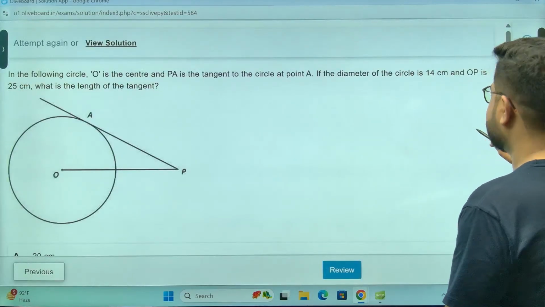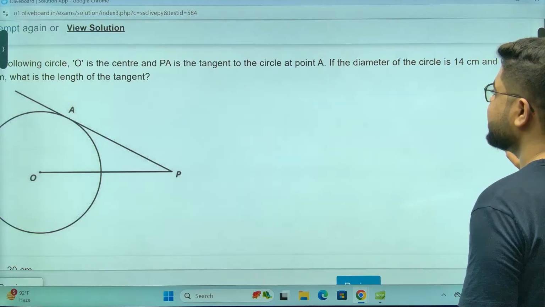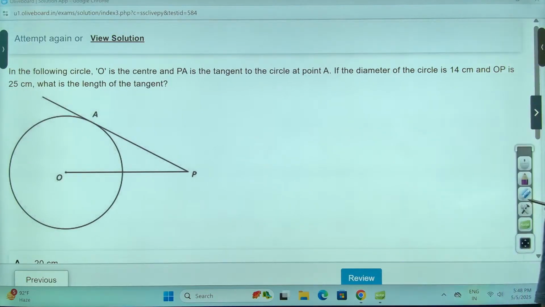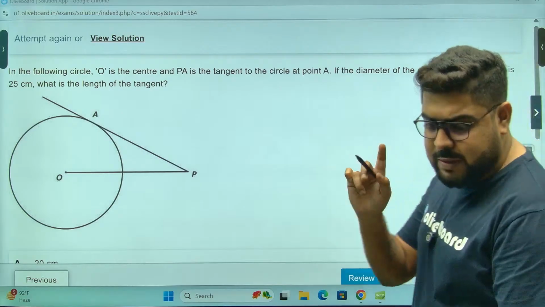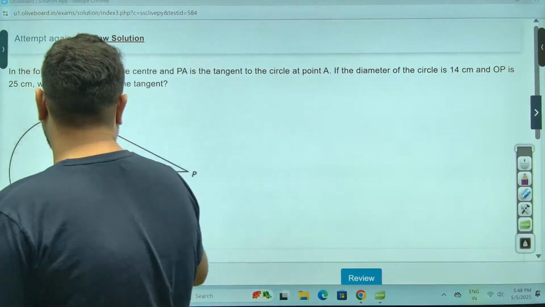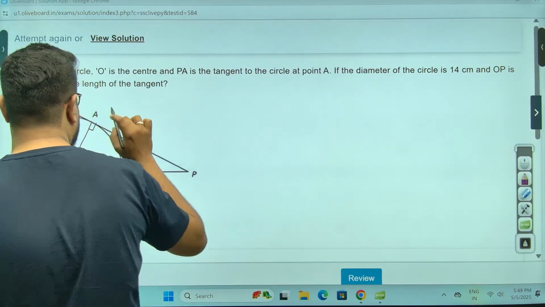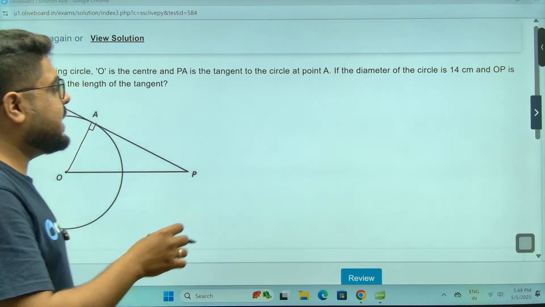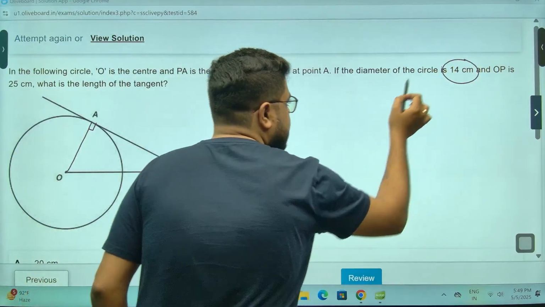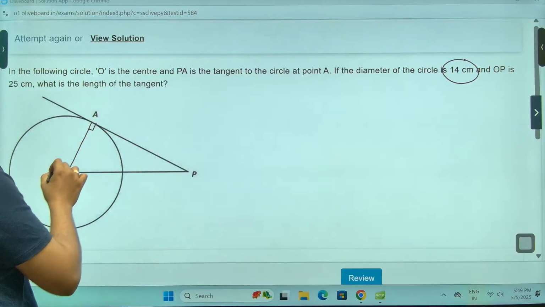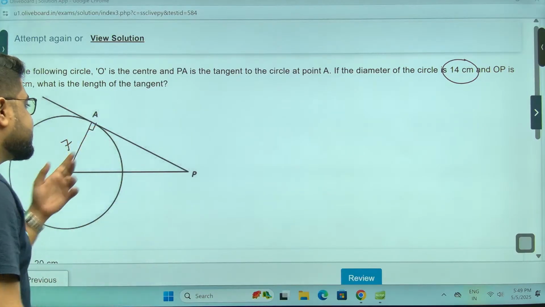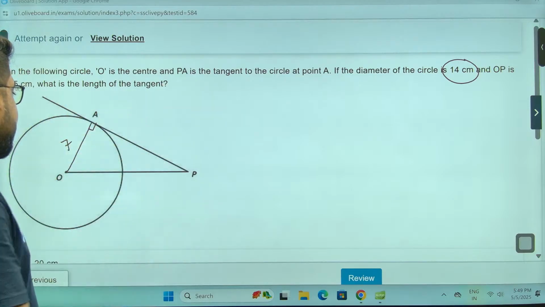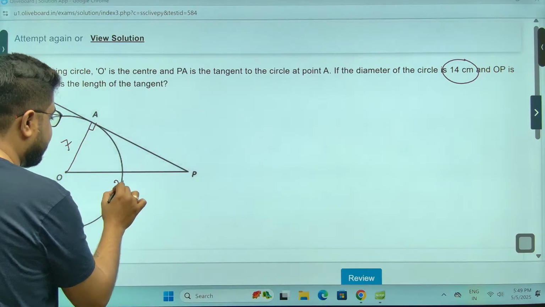Oh look, the same question we had done in one of the previous mocks as well, most probably in the NTPC mock. I have shown you there are two approaches. Here also, I'm showing you two approaches. Diameter is 14, so this is OA. This is 7, because the radius is half of the diameter. And OP means this whole length is 25.